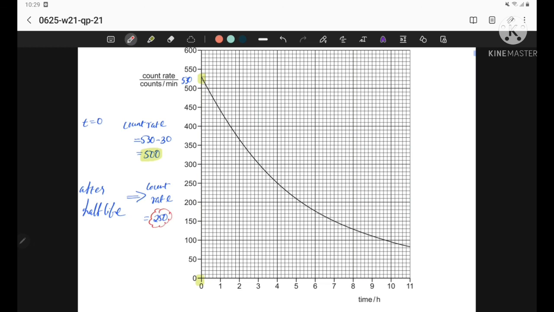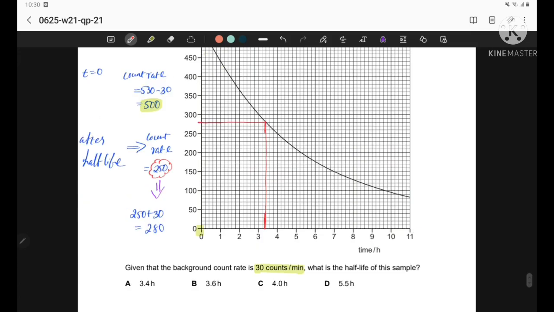we have to consider the background radiation also at this time. Therefore, the count rate after half-life will be 250 plus background radiation. Background radiation will always remain constant, and that is 30. So we will get 280. Now we can check at which point from the graph we will get a count rate of 280, and at this point we can find the corresponding time value on the x-axis by extending the graph from the value on y, that is 280, to the x-axis, and this represents 3.4 hours. Therefore, the correct answer is option A, 3.4 hours.